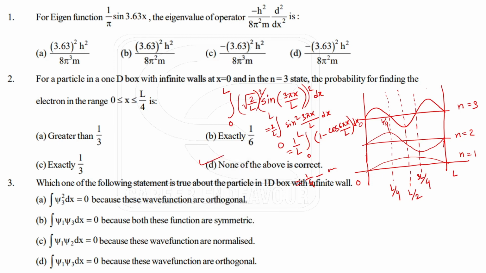Now the question says which one of the following statements is true about the particle in a 1D box with infinite wall. Okay. So psi 3 is the third, so when your particle or the electron is in n equals 3. They are saying that psi 3 square is 0 because wave functions are orthogonal. Is it true, Priyanka?